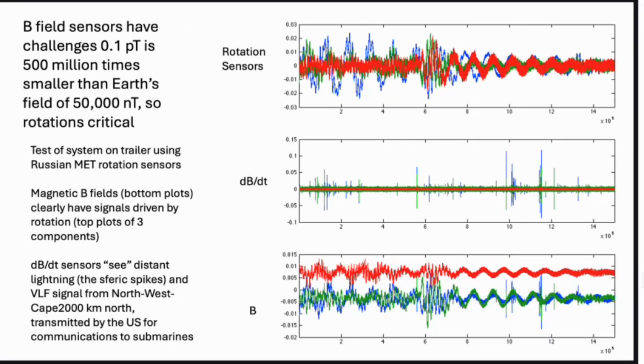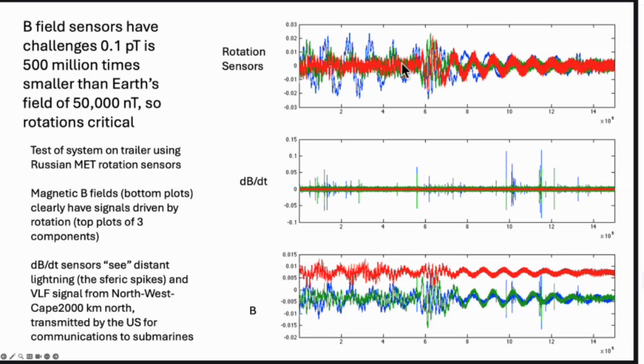Okay, so we did some tests before flying. We knew that B fields would suffer from rotation noise. If we have a sensor with 0.1 picotesla sensitivity, that's actually 500 million times smaller than the Earth field. So if the sensor rotates, just its sensitivity to the Earth field gives you a changing response. So this is our sensor being towed on a trailer.